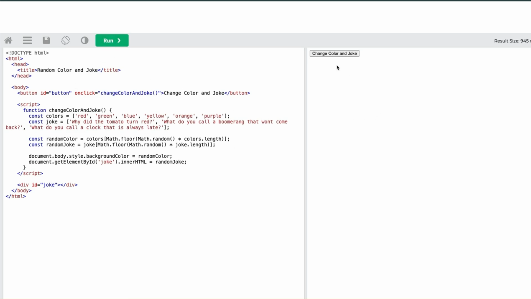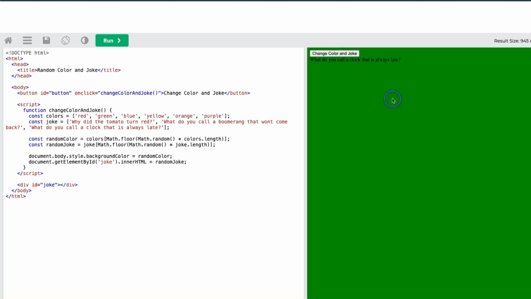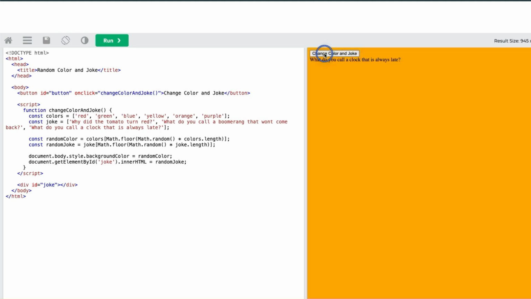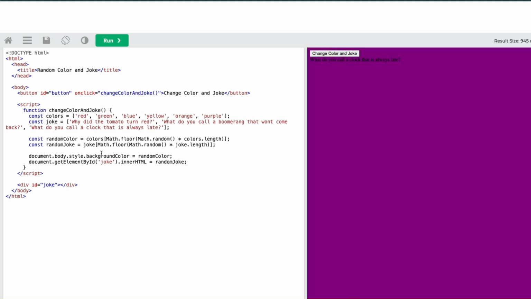Let's run this. So we have a button that says change color and joke, and it does actually change color, and it also randomly picks a joke. Now, here it has only three jokes, so it's going to pick one of them.